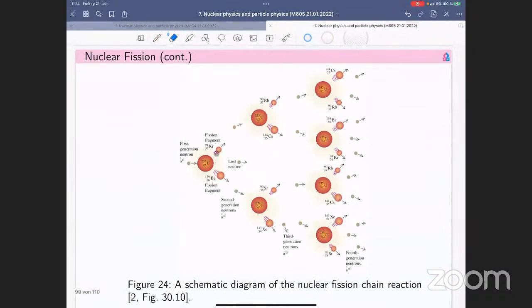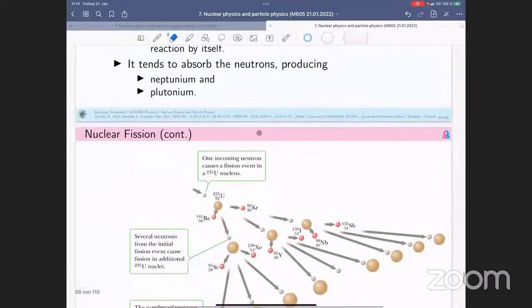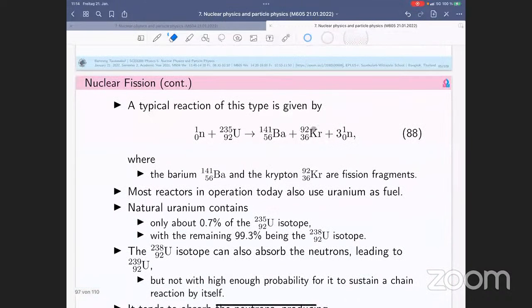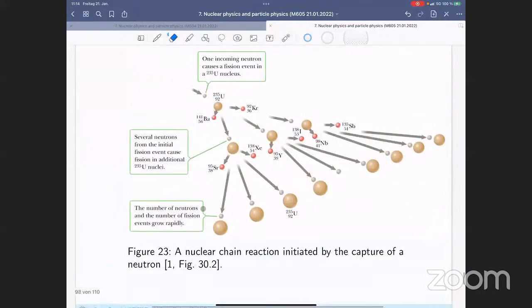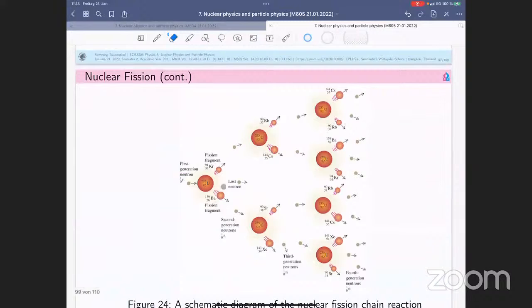There are many generations of neutrons. For example, we start from the first generation of the neutron. It moves with a speed, and it hits uranium-235. It separates into the first fission fragment and the second fission fragment, which are krypton and barium, as you can see here. That's the typical pair of daughter nuclei, krypton and barium.